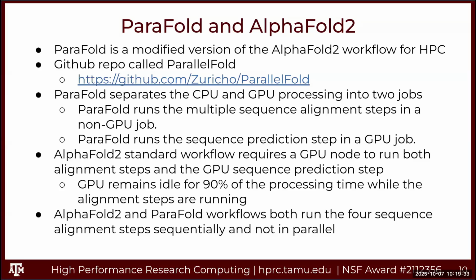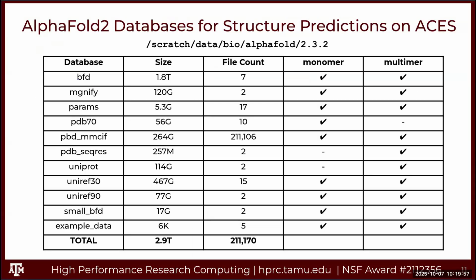But AlphaFold 3, when they developed AlphaFold 3, they learned from the community that that's not the best approach. So they designed it to divide the processing into two jobs, and also run the 4 sequence alignment steps in parallel. So we have some shared databases on ACES for AlphaFold 2. You can use these for AlphaFold 2. You can see it's almost 3 terabytes and 200,000 files. So it's best to use these files instead of trying to download your own copy of the database.